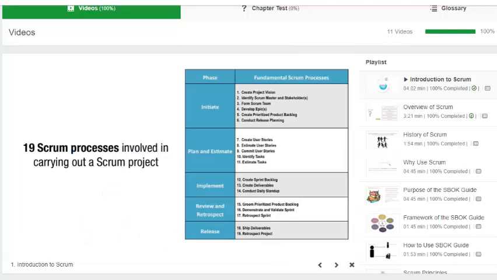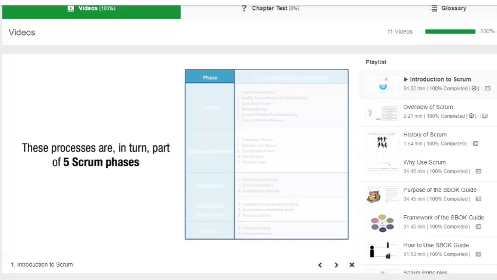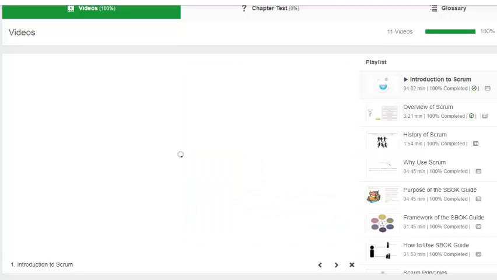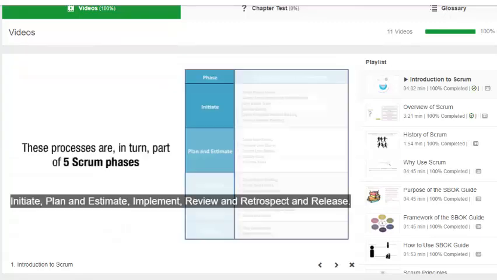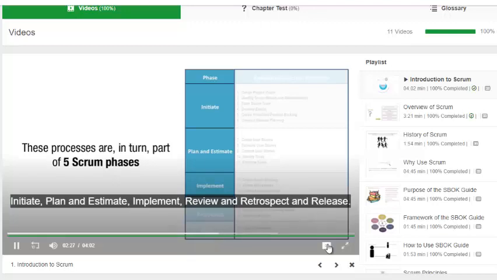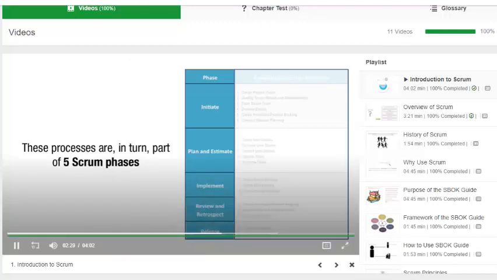Chapters 8 to 12 cover the 19 Scrum processes involved in carrying out a Scrum project. These processes are, in turn, part of 5 Scrum phases, which are initiate, plan and estimate, implement, review and retrospect, and release.